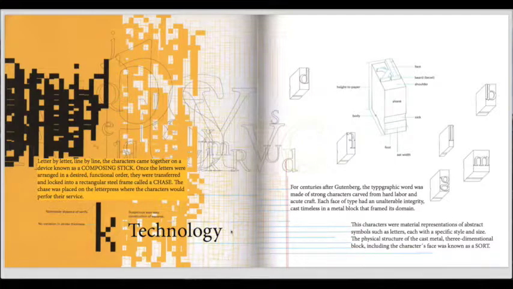For centuries after Gutenberg, the typographic board was made of stock characters carved from hard labor and acute craft. Its face had an unalterable integrity, cast lines in metal blocks that framed its domain. These characters were the material representation of abstract symbols, a letter with a specific style and size. The cast metal three-dimensional block, including the character's face, was known as the slug.